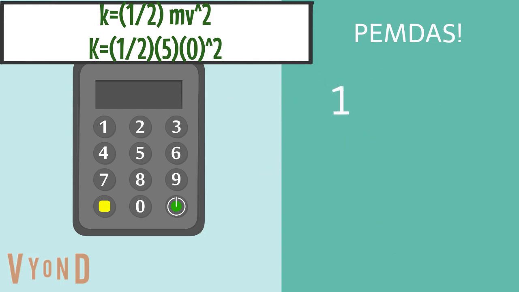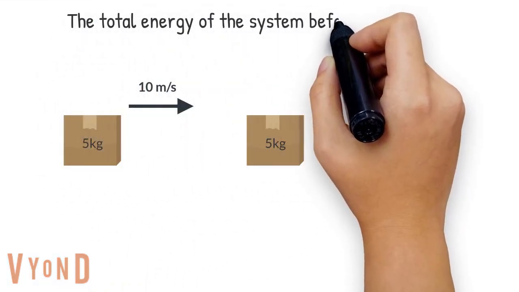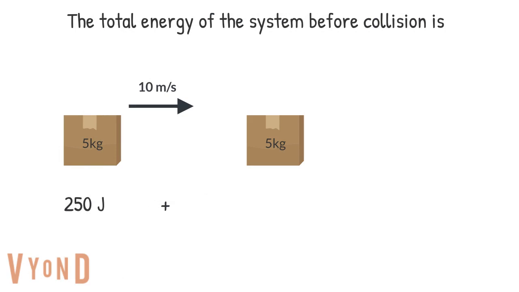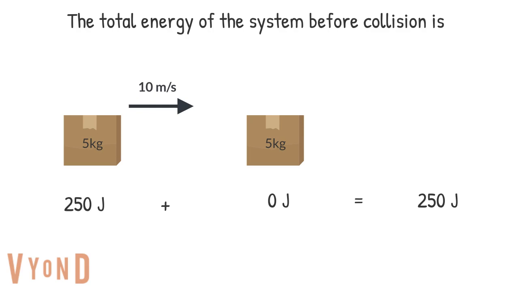Once we plug the 0 into the V, if we square 0, we get 0. And then if we multiply that 0 by the 5, we're going to get 0. And then 0 times 1/2 will equal 0 also. So the kinetic energy of the block that's at rest will equal 0 joules. To find the total energy of the system before collision, we have to add the 250 joules for the 5 kilogram box that's moving, and the 0 joules for the box that's at rest. And 250 plus 0 gives you 250 joules total.